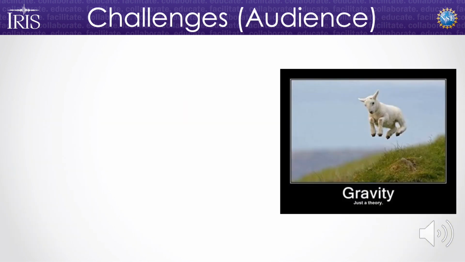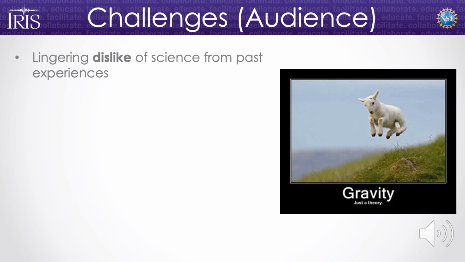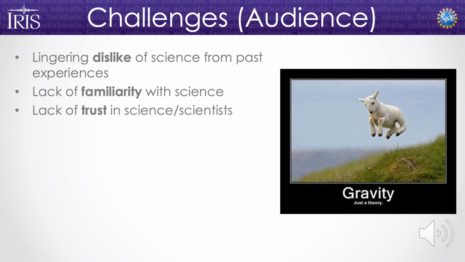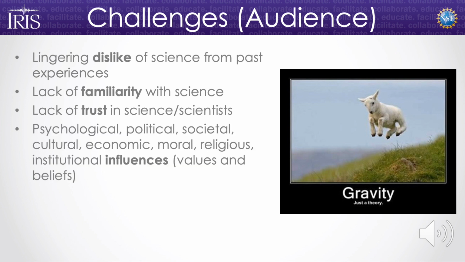So what are some challenges for the audience? Well, a lot of people have a lingering dislike of science from past experiences. There's also a lack of familiarity with science. Most American adults don't take a science class after high school, so they may not have engaged with science in a really long time. Right now, in particular, there's a lack of trust in science and scientists. Also, our influences, our values and beliefs, influence the way we feel about science. These can be psychological, political, societal, cultural, economic, moral, religious, institutional.